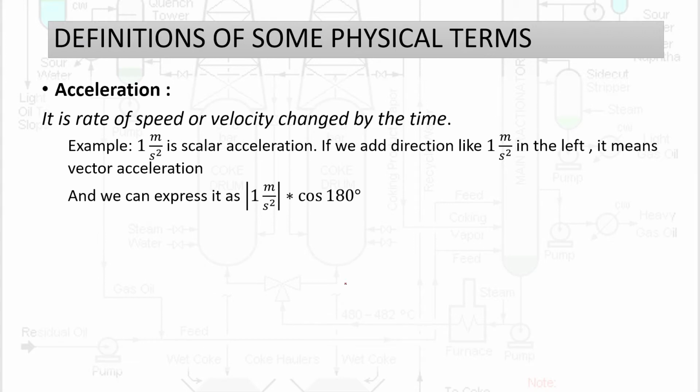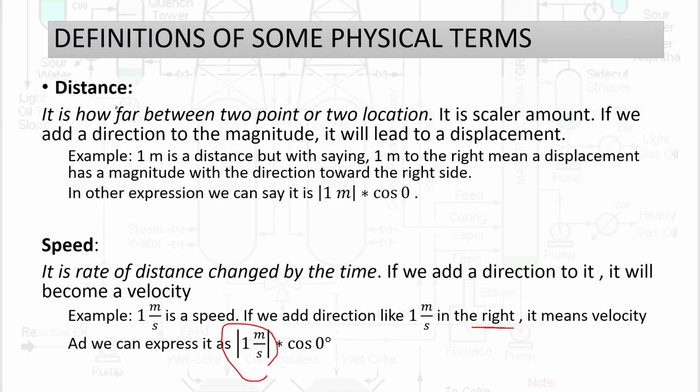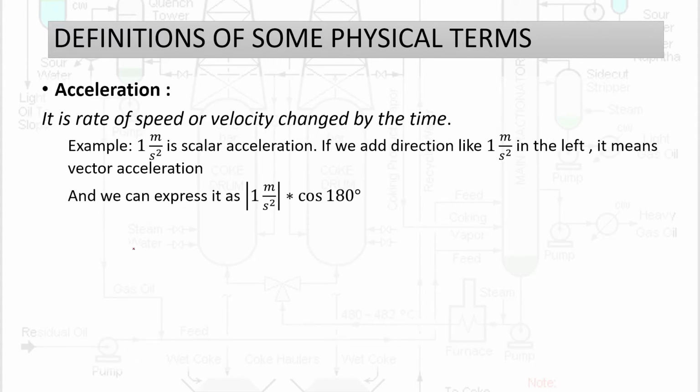Okay, acceleration. It is the rate of speed or velocity changed by the time. Distance changed by the time is speed. Then again the same speed, if it is changed by the time, it gives me an acceleration. So the time here is calculated 2 times in the denominator, see here, square. So it is a scalar acceleration.